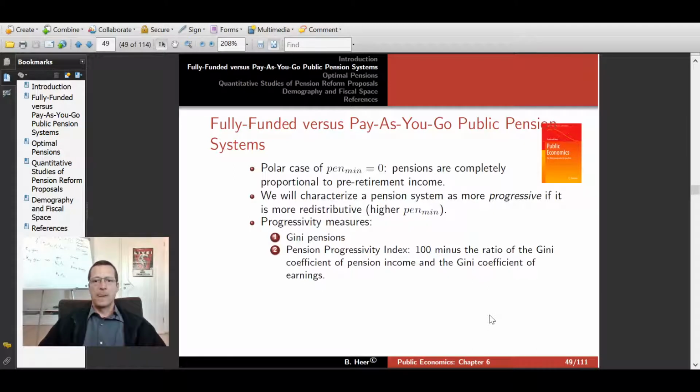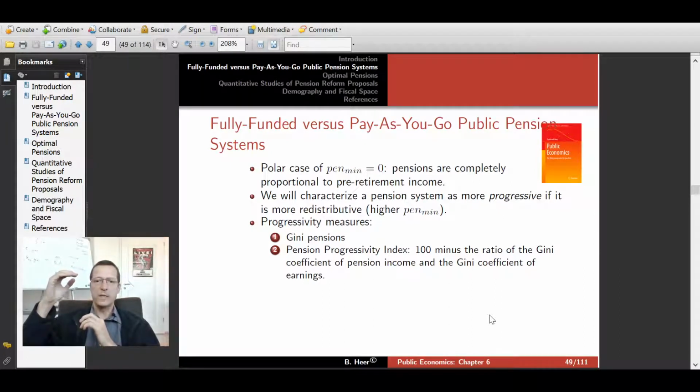So there are two progressivity measures to measure how much the pension system redistributes. And here redistribution means that people who contribute much provide much of their contributions to other people so that the pensions are more equal. One is the Gini coefficient of pensions, and the other one is the pension progressivity index, which is 100 minus the ratio of the two Gini coefficients, pension income Gini divided by earnings Gini.